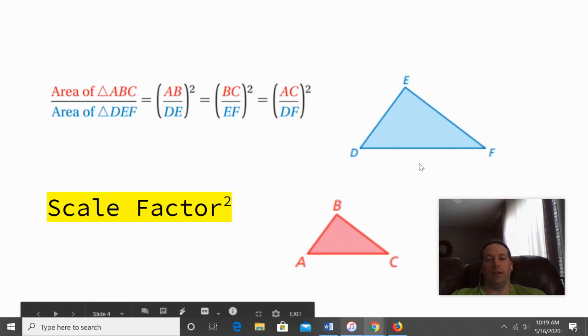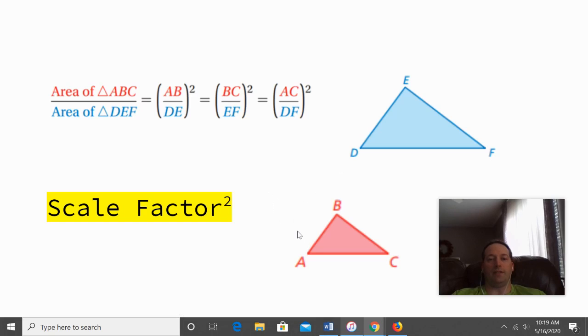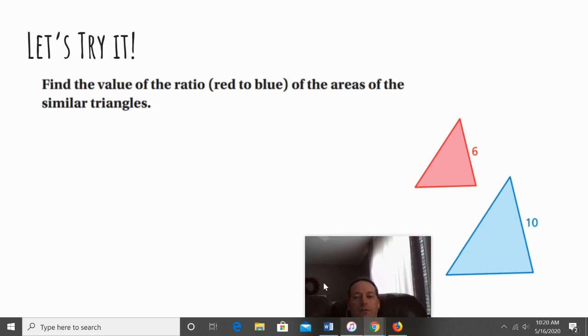So obviously going this way, the number would be bigger than 1. Going this way, it would be small, between 0 and 1. Okay, it will work every time. So the areas of the two, you just find if you have corresponding sides. You take those sides, make it a ratio, and then square it. So let's do it with this one.